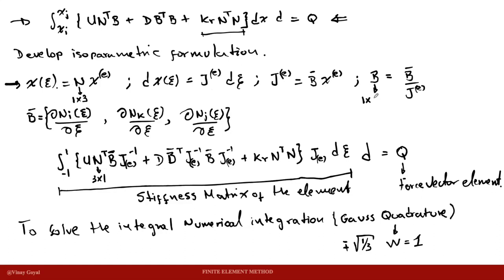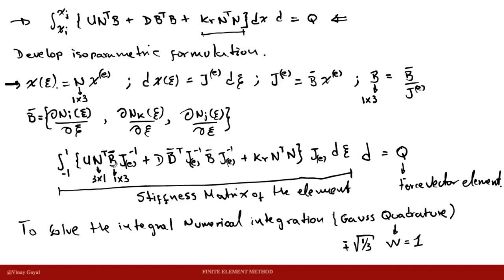Because B contains the derivatives of the shape functions as a function of x, right? So this is 1/3 as well, right? So it means that the size of B bar is 1/3. Okay? So the dot product between N transpose and B bar for the first term of the stiffness integrand would be a matrix 3/3. Again, this is because of the quadratic element we chose at the beginning, all right?